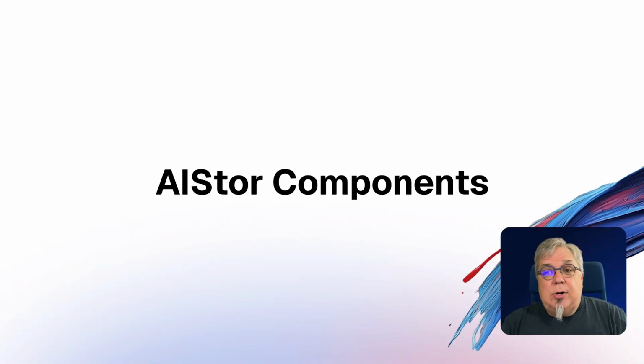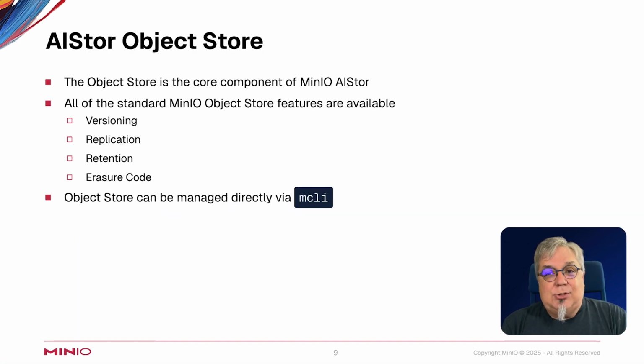The various components of AIStor are where we're going to get into the details of how you're going to deploy. Today, what we're going to be talking about is just the AIStor object store. The object store is the core component of MinIO AIStor. All of the standard MinIO object store features are available, like versioning, replication, retention, erasure coding. It's all there for you. Your object store can also be managed directly via the MC CLI.